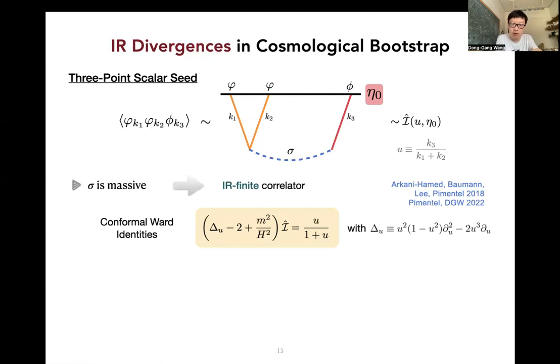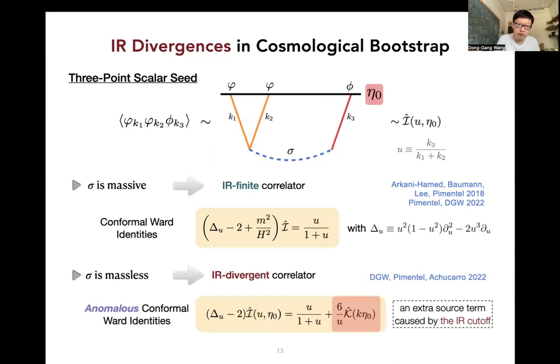In the bootstrap analysis, when the sigma field is massive, we find that this correlation function is IR finite. What we normally do in the bootstrap is to derive the conformal Ward identities for this three-point scalar seed function. Then we can solve this differential equation, this Ward identity, and derive the full analytical result. However, if the sigma field is massless, then this correlation function becomes IR divergent.